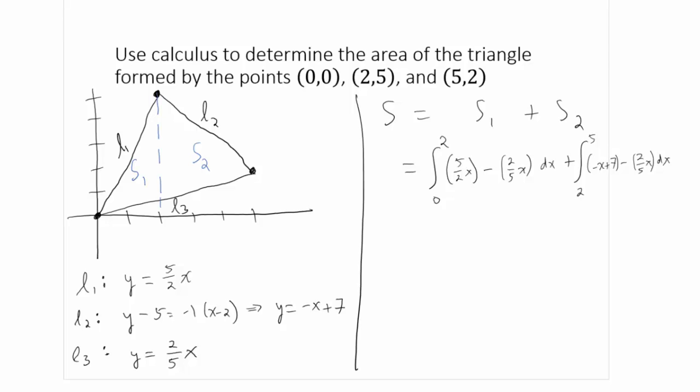And you can calculate these integrals. The first integral ends up being 4.2, and the second integral ends up being 6.3. And so then the total area is 10.5. All right, that concludes this section on how to find the area between curves.